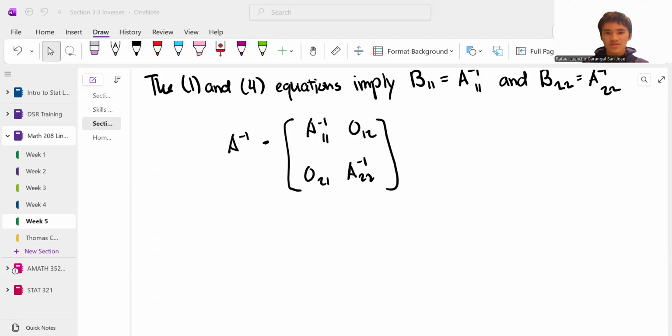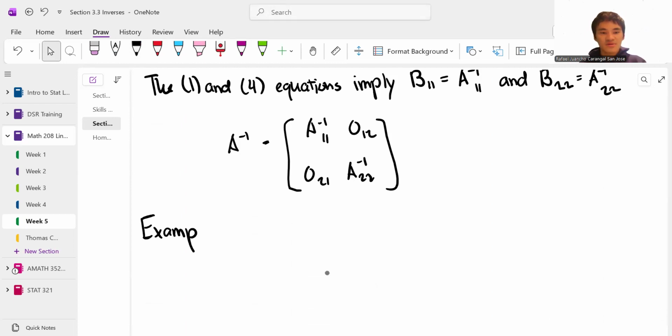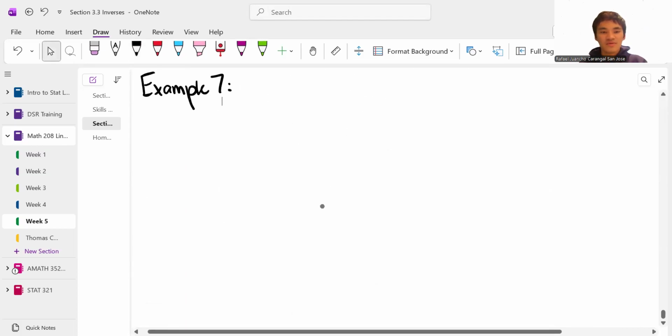Let's try our last example here, just to see how we can apply this partitioning of matrices. Here's how we can apply it if matrices are too big. Okay, let's wait for OneNote to respond.